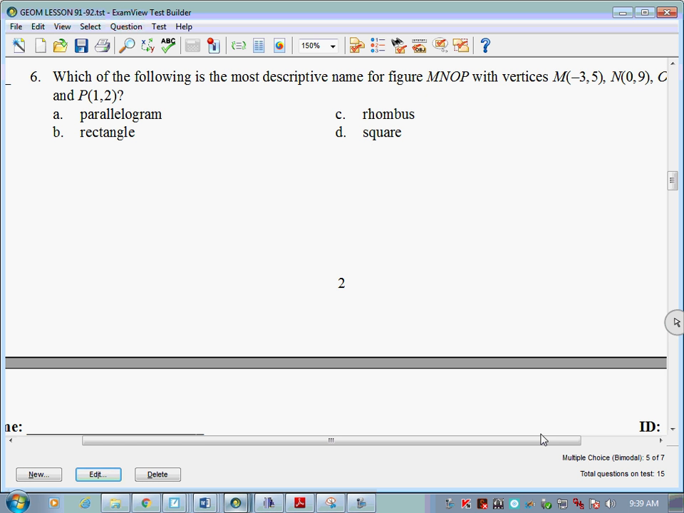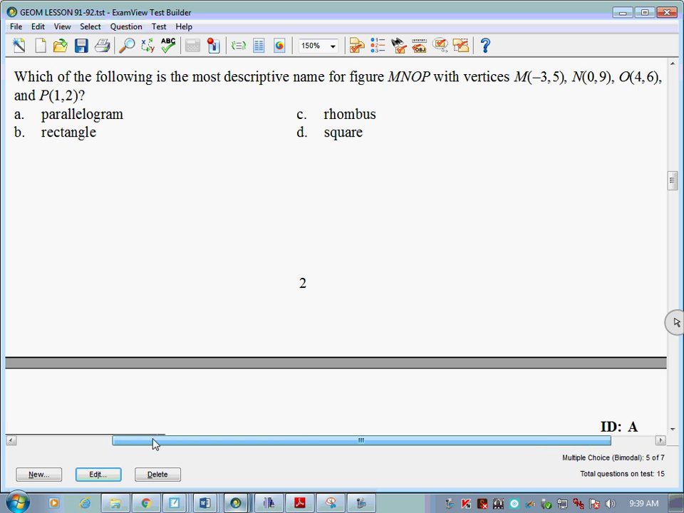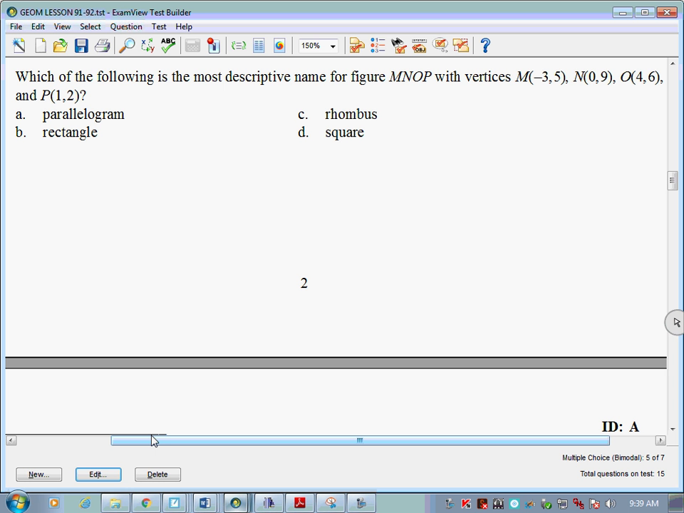We're getting there. Which of the following is the most descriptive name? Oh, goodness. Can I just tell you it's going to be a square? Move on with life. Because we'd have to do pretty much exactly what we did with question number 5, except more work. We'd plot all 4 points, then find their distances, and then find their angles. That's what we would need to do with question number 6.